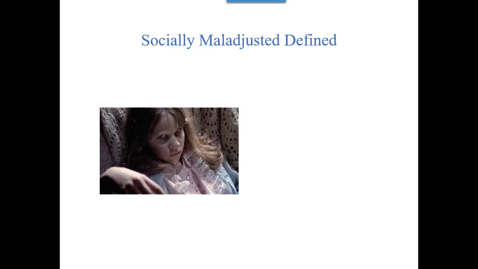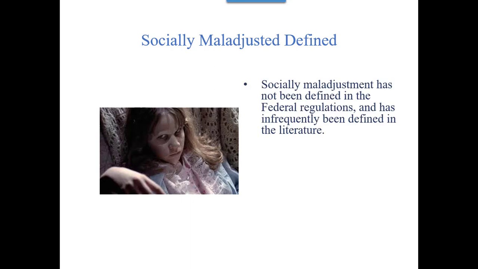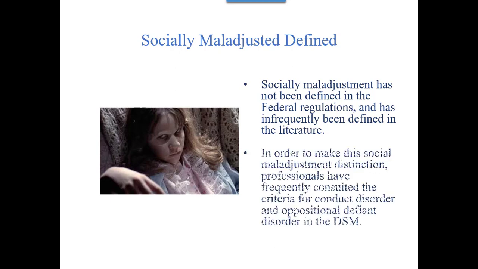So what is the social maladjustment definition? We've talked about what ED is. What is social maladjustment? Well, we don't really know, because why would you define something you don't have to diagnose? But we have some guidelines based on case law and some information in the literature. A lot of times people equate conduct disorder and oppositional defiant disorder in the DSM as being socially maladjusted, mostly because we don't really have anything else that has a strong list of this is what it is, except for, again, court decisions.